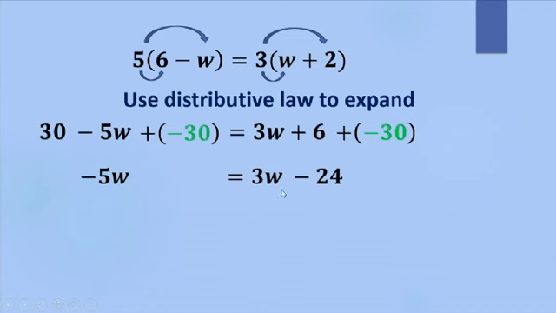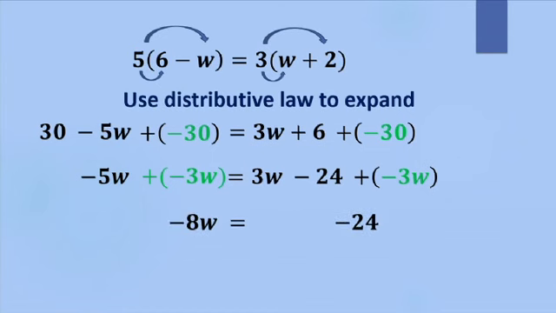Adding the additive inverse of 3w to both sides, that is minus 3w, and simplifying, I get minus 8w equal to minus 24. Multiplying by its multiplicative inverse, which is minus 1 over 8, to both sides, I will get w equal to 3.